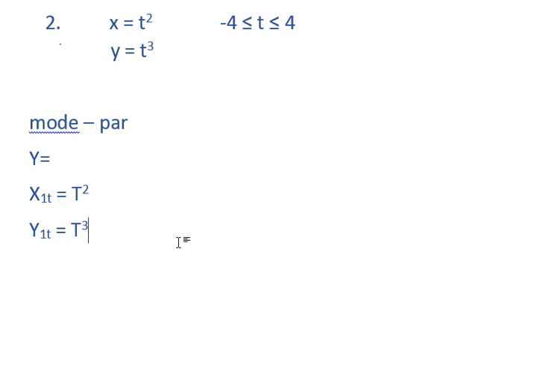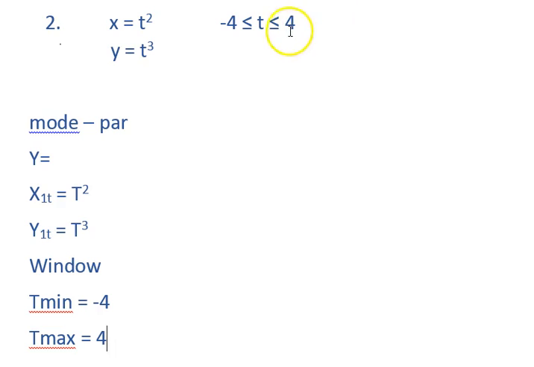Okay, now we need to go to the window. So the next place I want you to hit is your window button. You'll notice now you have a T-min and a T-max. So your T-min is now the -4 from up here. The T-max is the +4, because this is the range of time that you're looking at.